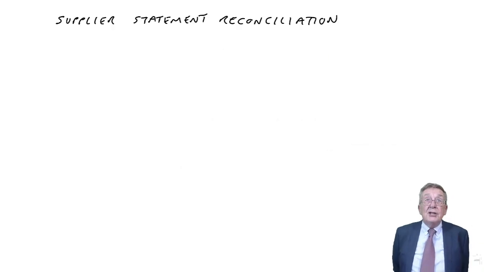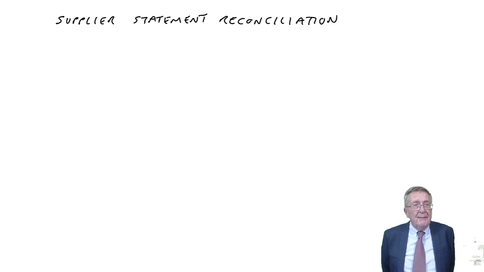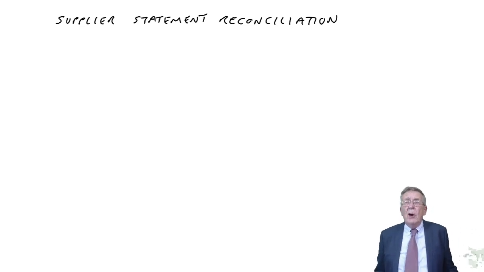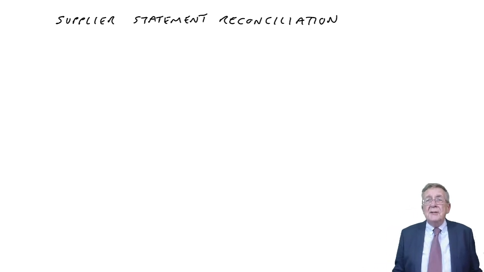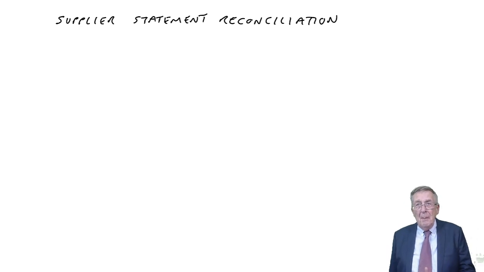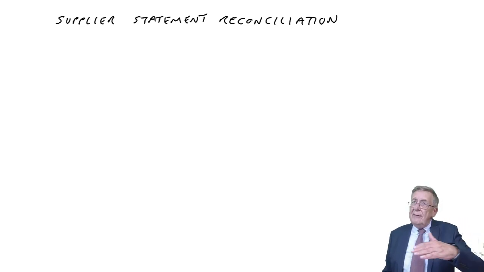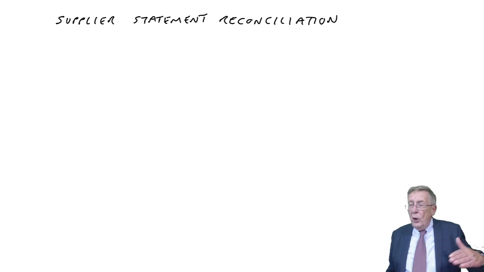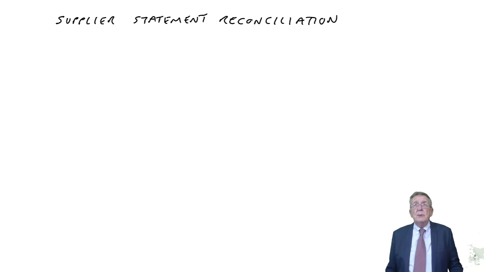Okay, this lecture is on supplier statements reconciliations. And what we're talking about here is it's very common for suppliers at regular intervals to send us a statement showing how much they think we owe them. Standardly, you'll get a statement listing everything they've invoiced us, all the cash we've paid them, and at the end, the amount we're owing them.